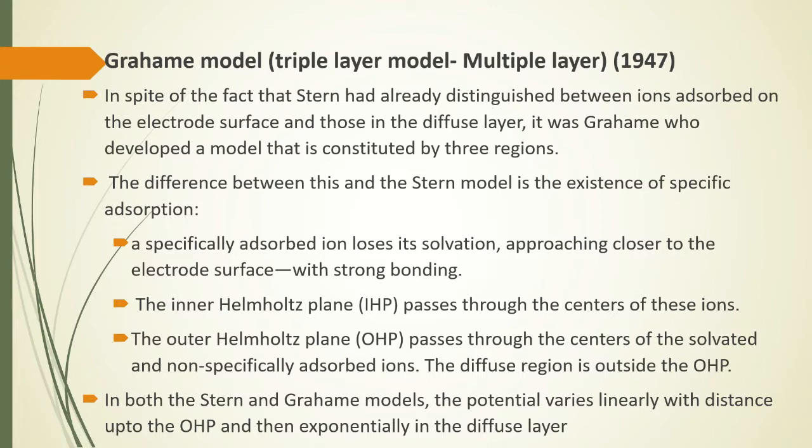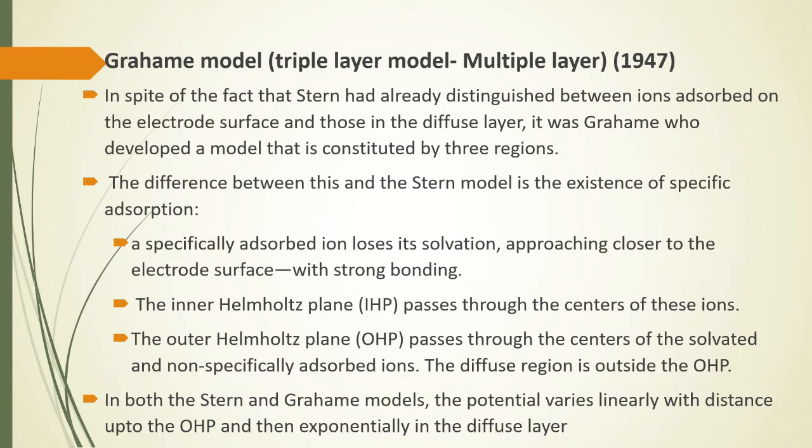Graham model is applicable only in the case of electrode-electrolyte interface with multiple layers. Even though Stern had proposed the multiple layers, like double layers, with a concept of developing a double layer by the ions which are adsorbed on the surface of the electrode and the ions in the diffused layer, it was Graham who gave a proper model that is constituted by three regions.